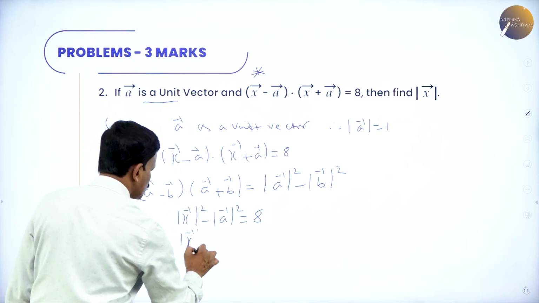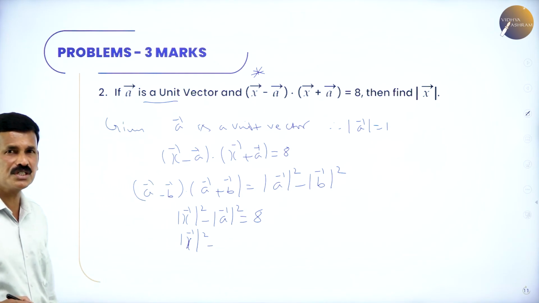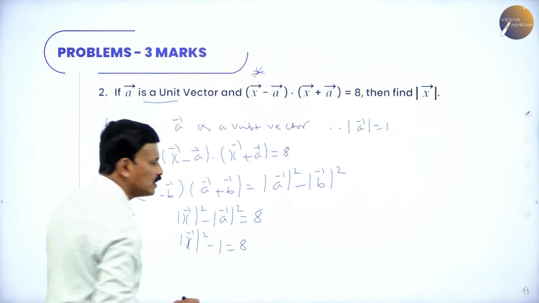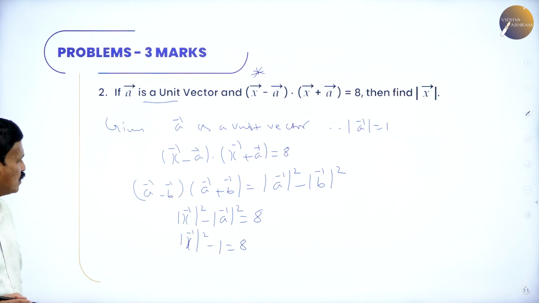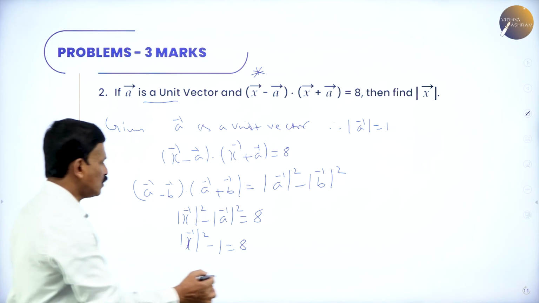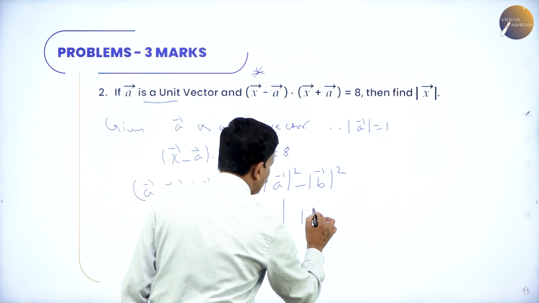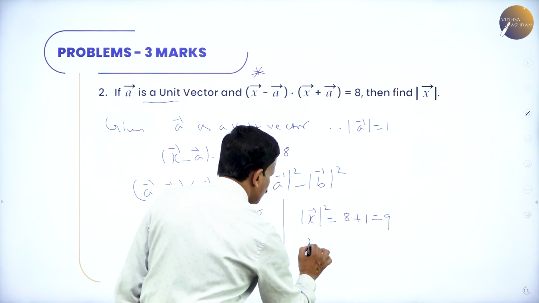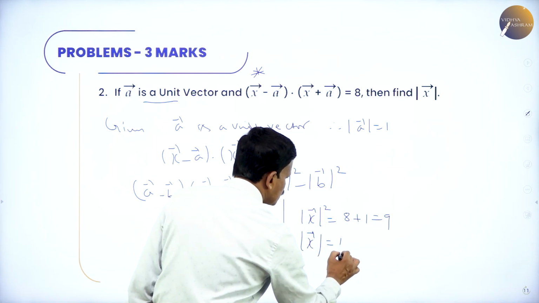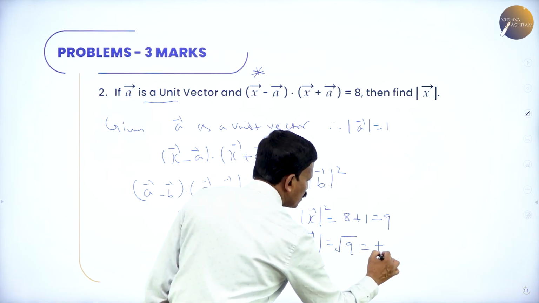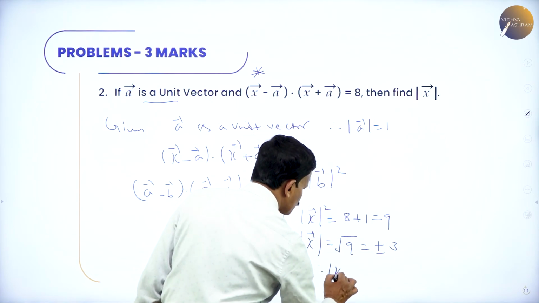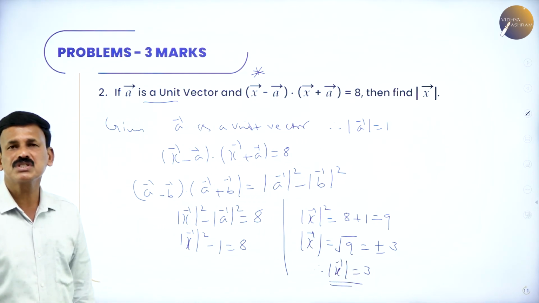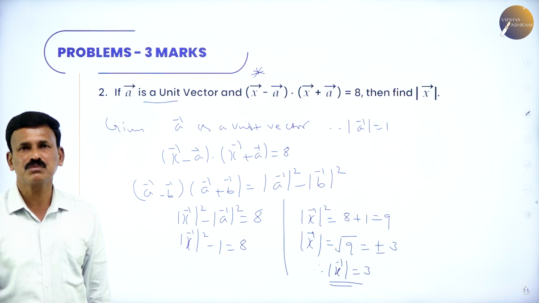Length of x square is equal to vector x square, minus, a is a unit vector, so this is equal to 1. Length of vector x square minus 1 is equal to 8, or if we transfer this, magnitude of vector x square is equal to 8 plus 1 is 9. Therefore vector x magnitude is equal to square root of 9, which is plus or minus 3, but since this is positive, therefore magnitude of x is equal to 3. So the value of x is equal to 3. This is a very important problem indeed.